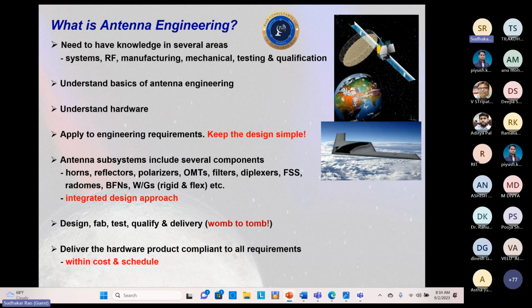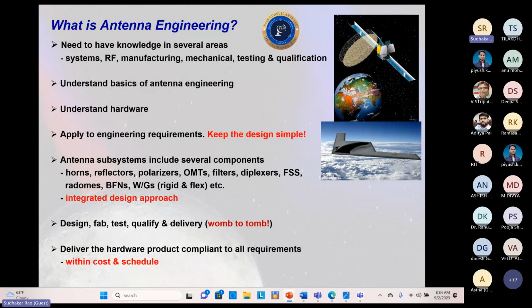So design, fab, test, qualify, and deliver. That is boom to tomb. If you're an engineer, you should go through at least a couple of programs where you start the design, go through fabrication, go through testing, qualify the hardware before you fly, and then deliver to the systems. And then the pleasure you get when your hardware goes into launch and in orbit and is working great, I think that gives the greatest satisfaction for any engineer.